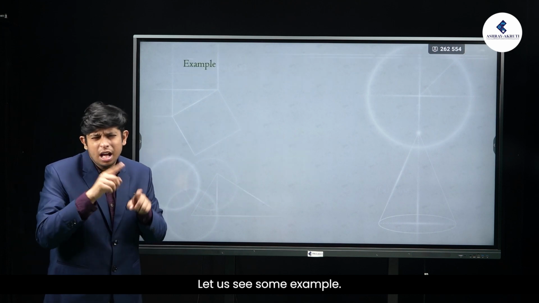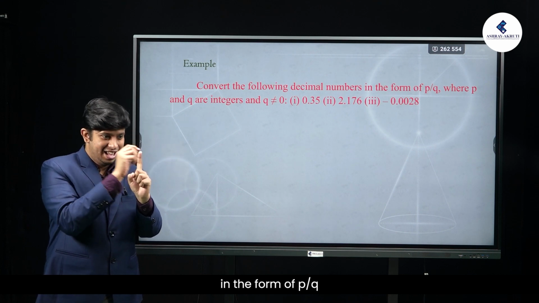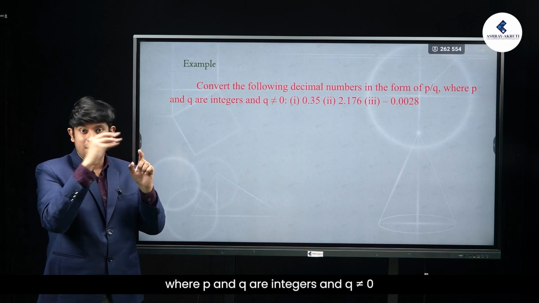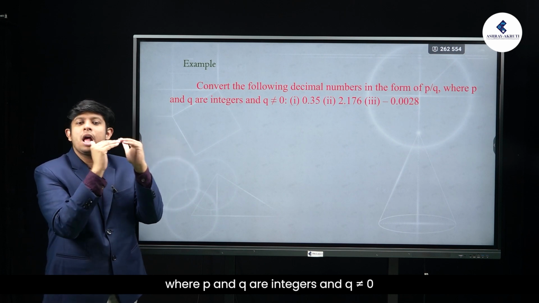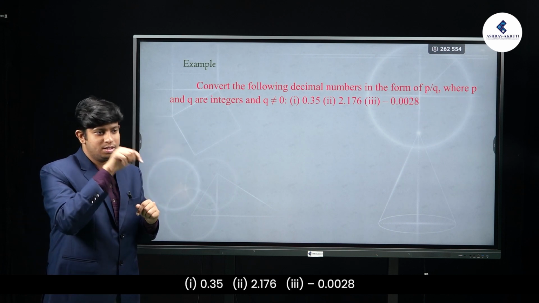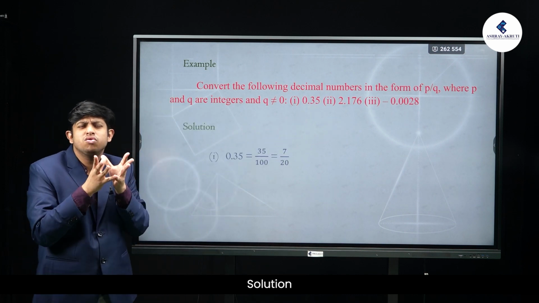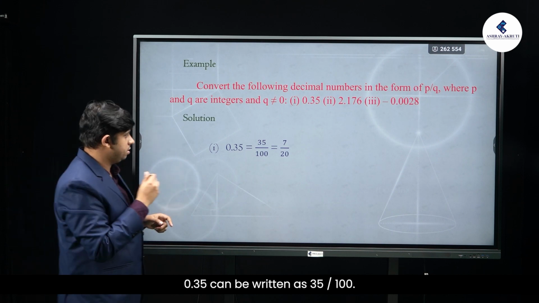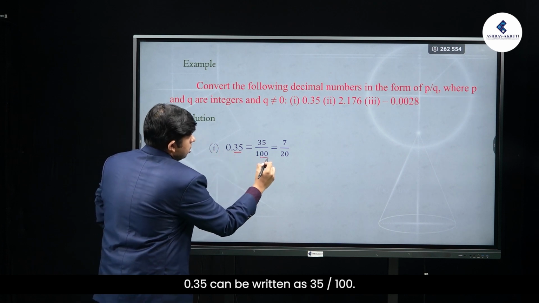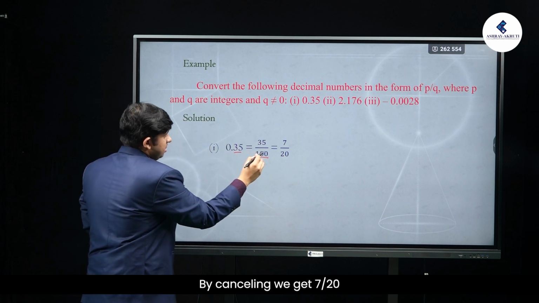Let us see some examples. Convert the following decimal numbers in the form of p by q, where p and q are integers and q not equal to 0: 0.35, 2.176 and minus 0.0028. Solution. 0.35 can be written as 35 by 100. By cancelling, we get 7 by 20.